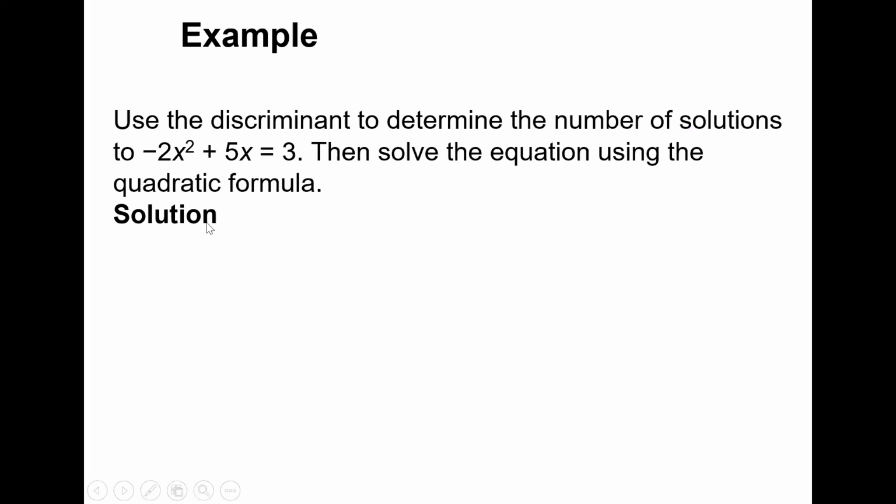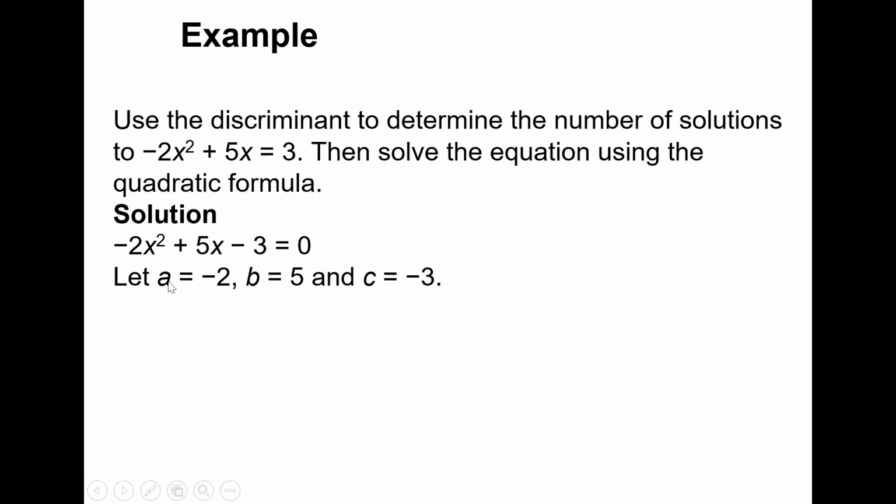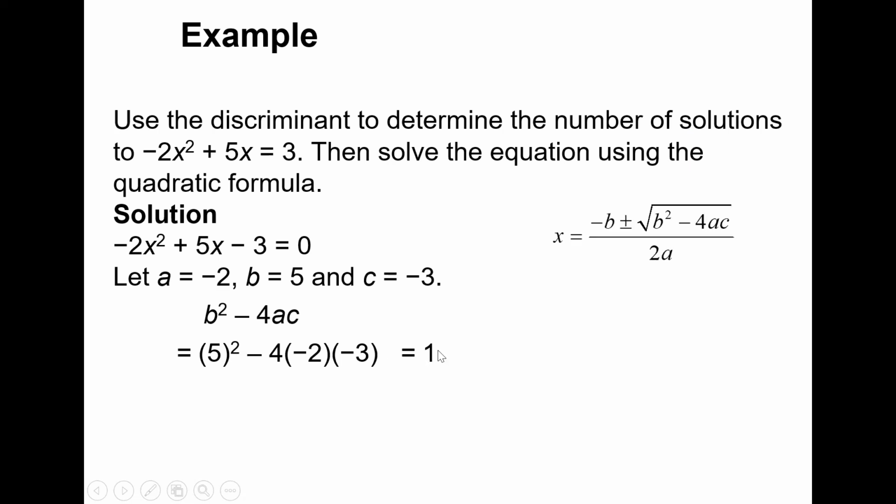All right, so what they want us to do is use the discriminant to determine the number of solutions in this equation. And then they want us to solve the equation using the quadratic formula. So if we plug that in, we have to get that to the other side so we know what our actual c value is. And so that's our a, b, and c. And so b squared is going to be 5 squared minus 4 times negative 2 times negative 3. And what does that give us? Well, it gives us a 1. Okay, so 1 is going to be our discriminant.